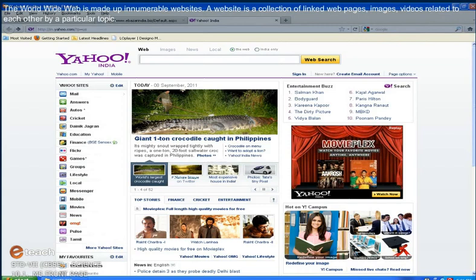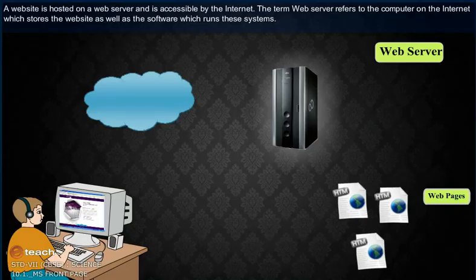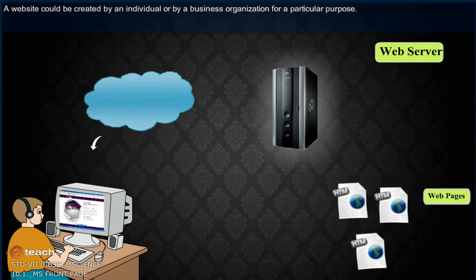The World Wide Web is made up of innumerable websites. A website is a collection of linked web pages, images, and videos related to each other by a particular topic. A website is hosted on a web server and is accessible by the Internet. The term web server refers to the computer on the Internet which stores the website as well as the software which runs these systems. A website could be created by an individual or by a business organization for a particular purpose.